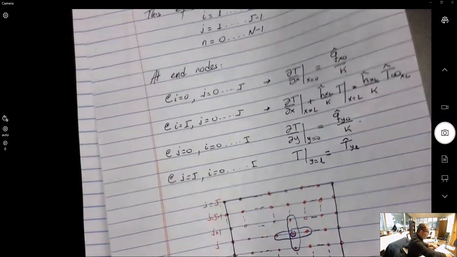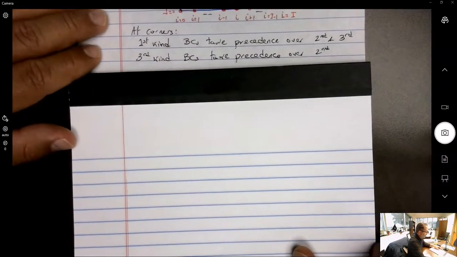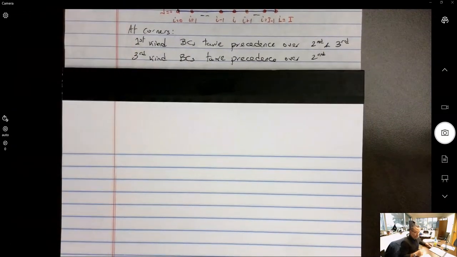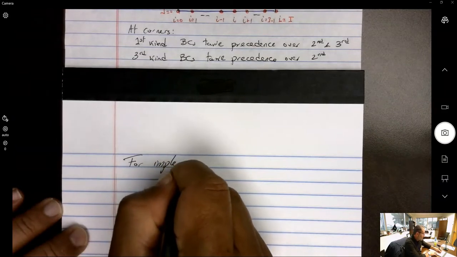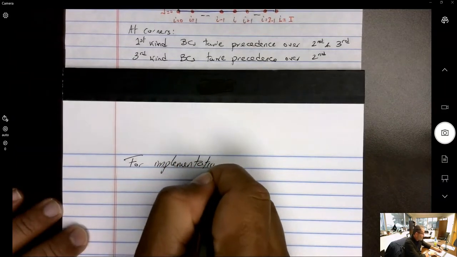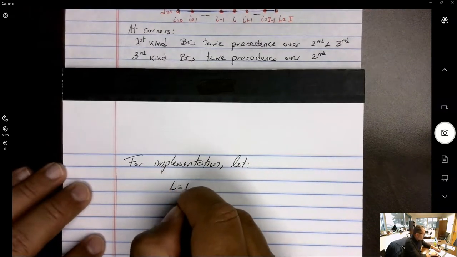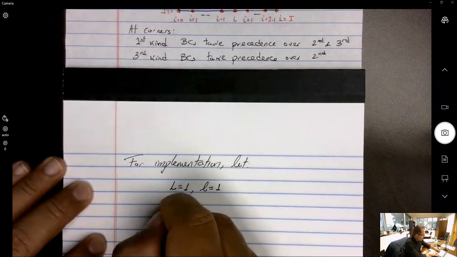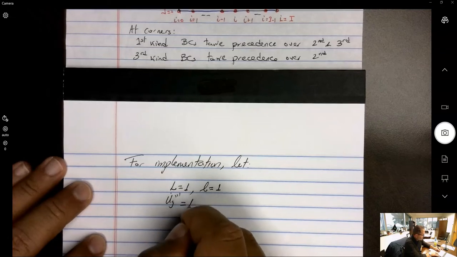So we're going to implement this on MathCAD and see what happens. Obviously, we have nothing to compare with because I didn't go through the entire process of deriving that long analytical solution. So for implementation, let L equal 1 and L equal 1. We're going to let the generation be equal to 100.